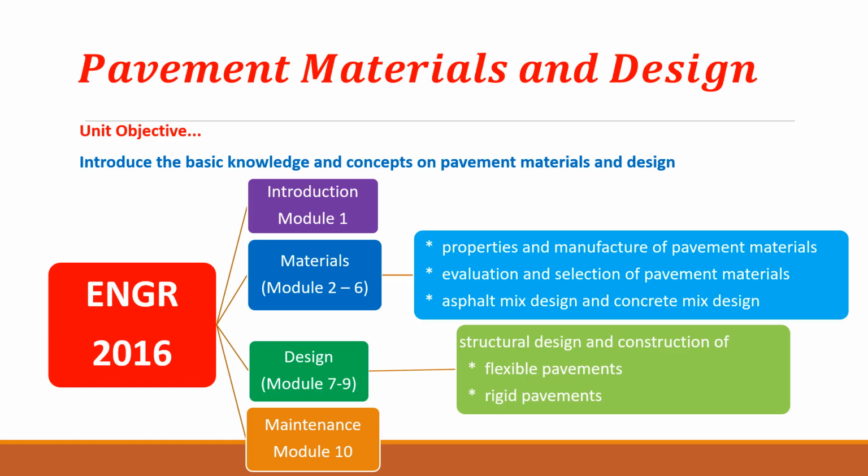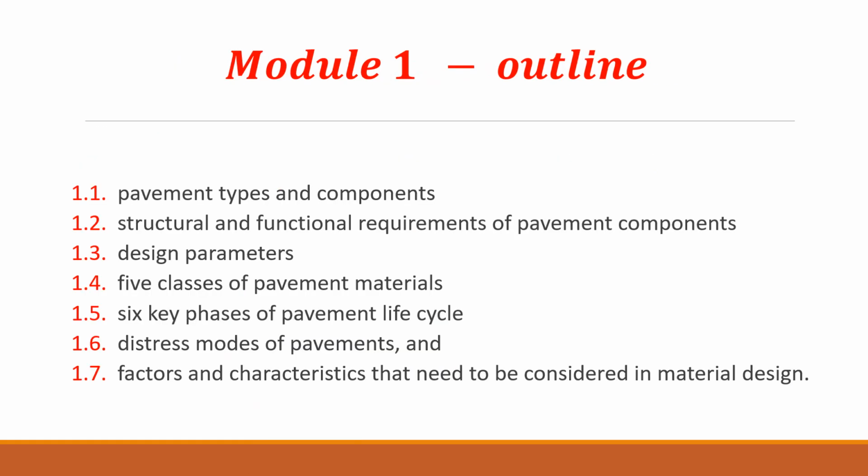Okay, so in module 1, these are the things that you have covered. Am I right? You learned about the pavement types and components, and structural and functional requirements of the pavement components. What are the 2 pavement types? Rigid and flexible. And the components, what do we mean by components? Different layers. We have questions on it, we are going to learn about it. Structural requirements and functional requirements. What do we mean by those 2?